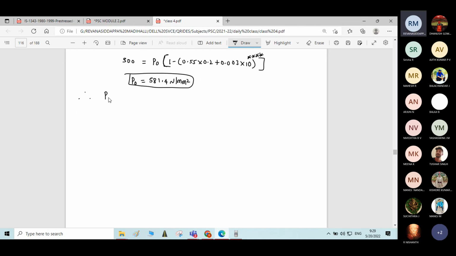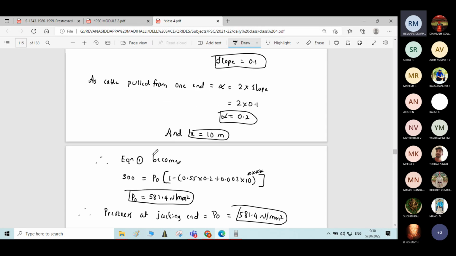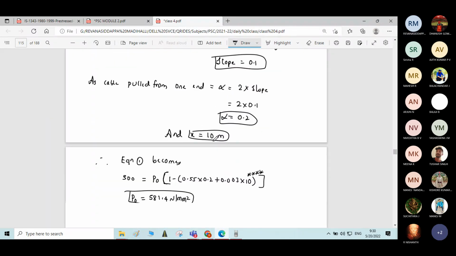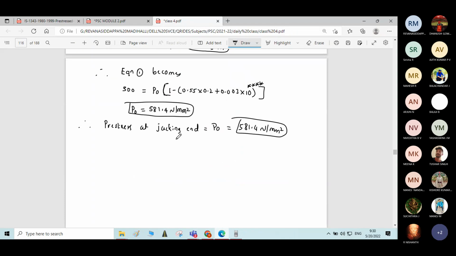pre-stress at jacking end is equal to P naught, which is equal to 581.4 Newton per mm square. What is the question here? Question: the jacking force required at the left end. Okay, now we got jacking stress, pre-stress at the jacking end.